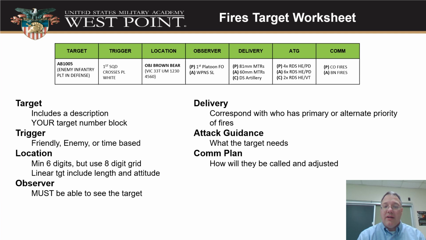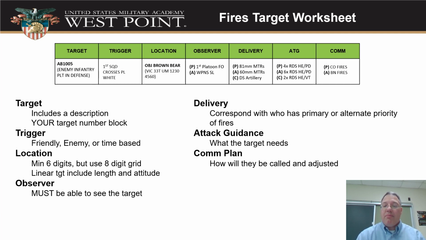All right, delivery method. How are we going to get these rounds there? What are you going to ask for? 81 millimeter mortar, 155 howitzers, 105 howitzers. What do you got? Now, don't just make that up. Take a look at the op order from company and see what assets you have.